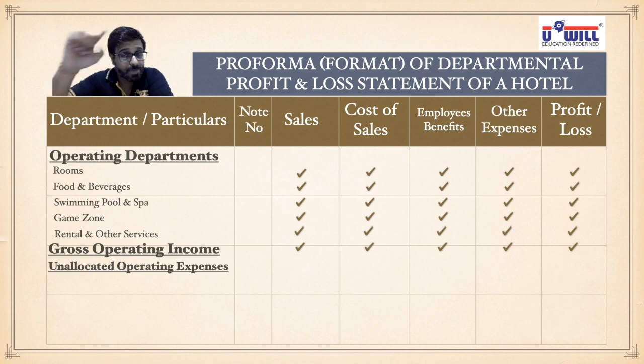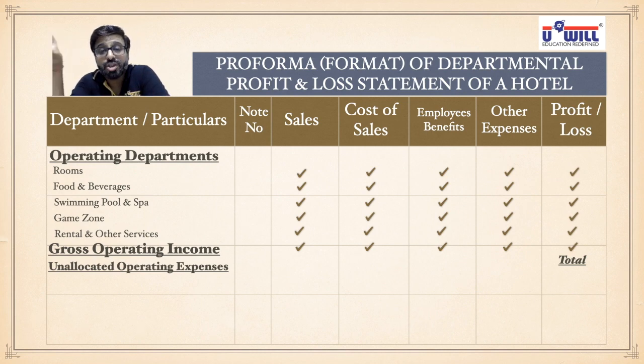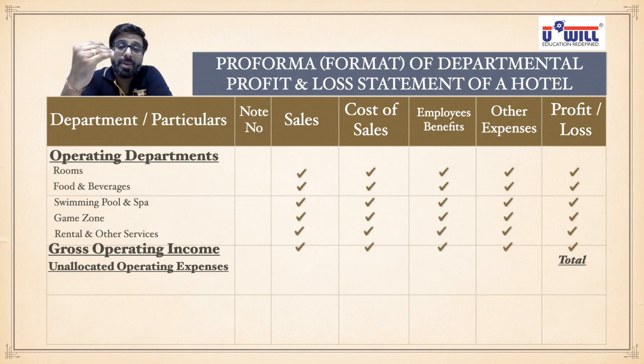Okay. Now after this you all remember unallocated operating expenses. Unallocated operating expenses we have seen in the slide which cannot be allocated to these 5 departments. Now here onwards you remember we will not be putting the things in sales column, cost of sales column, employees benefit or other expenses column. We will directly write the expenses in the last column. So the last column will not represent profit or loss. From unallocated operating expenses onwards, the last column will just represent the total amount of all expense.